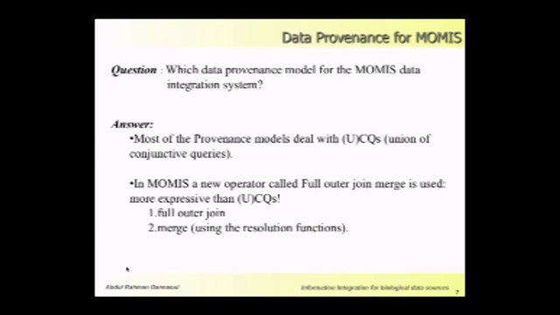Because most of these data provenance models deal with the union of conjunctive queries, while in MOMIS we used a new operator called full outer join merge that is more expressive than conjunctive queries. This operator is composed of the classic full outer join and the application of resolution functions to perform the merge operation.